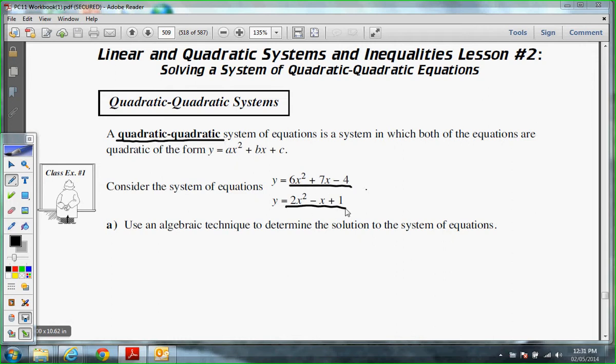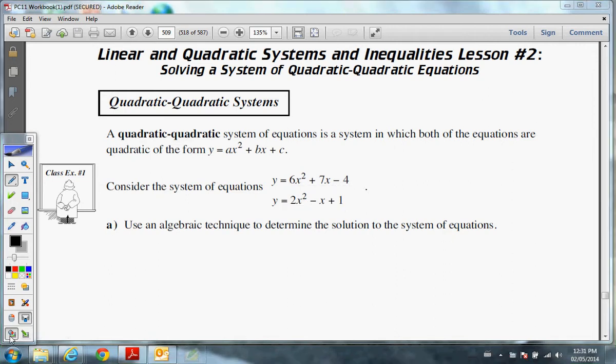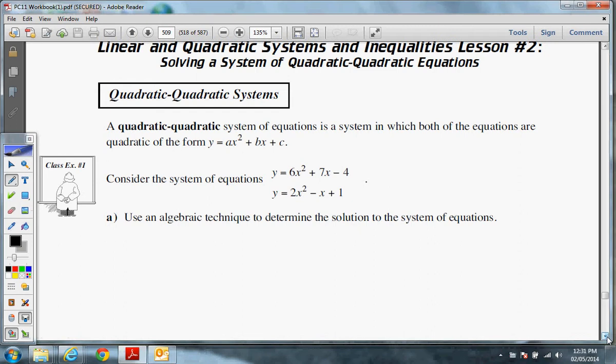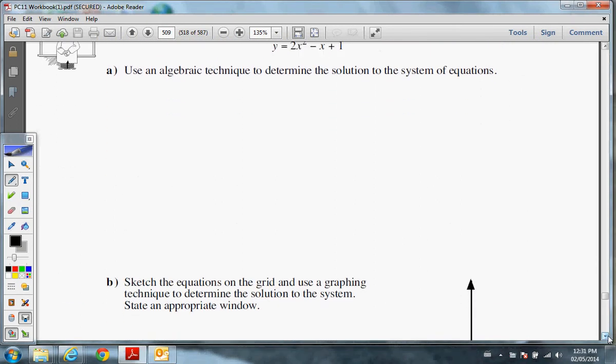Okay, the first thing we're going to do, though, is that we're going to solve algebraically first instead of graphing first, so we can do the hard part.